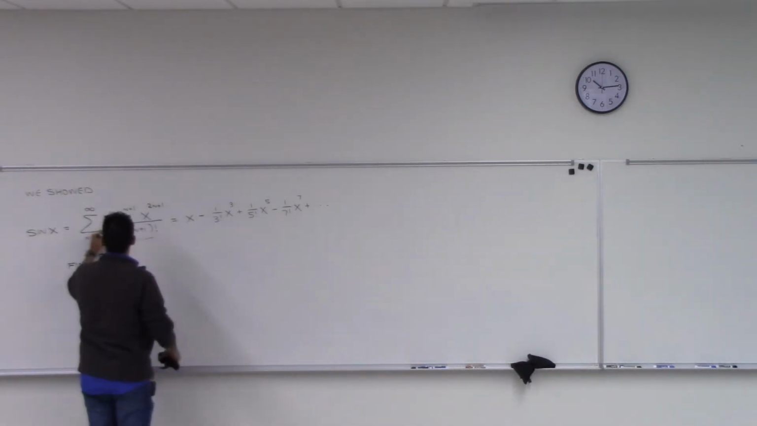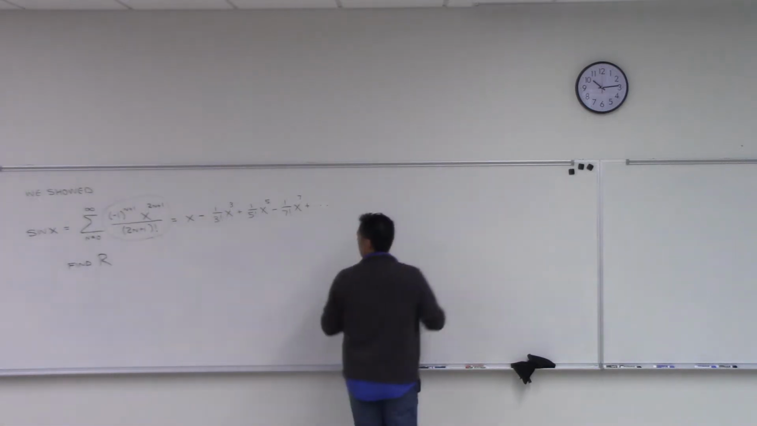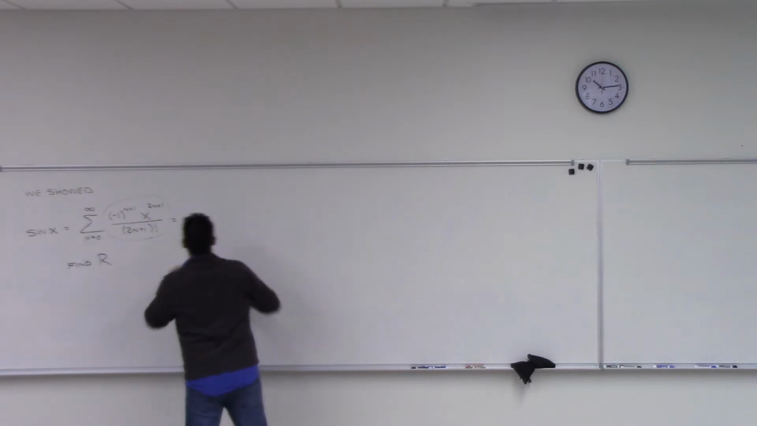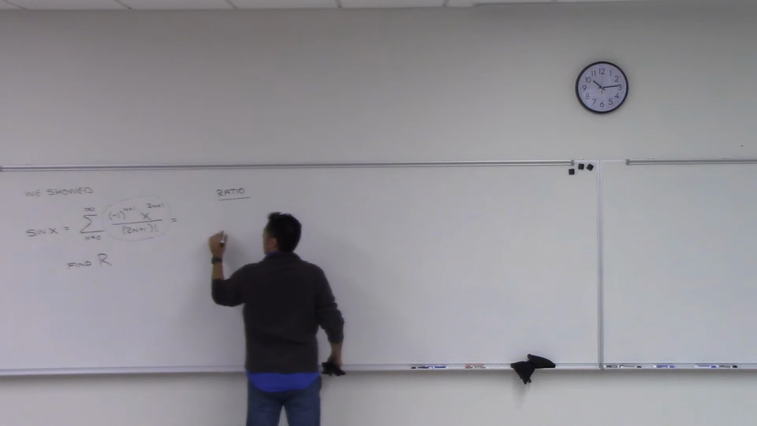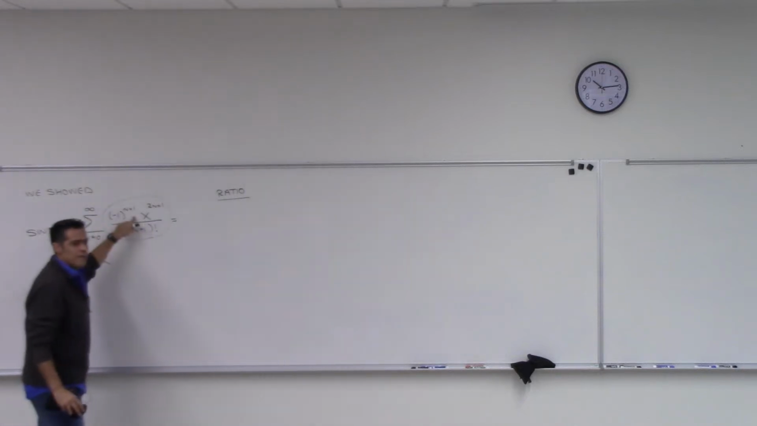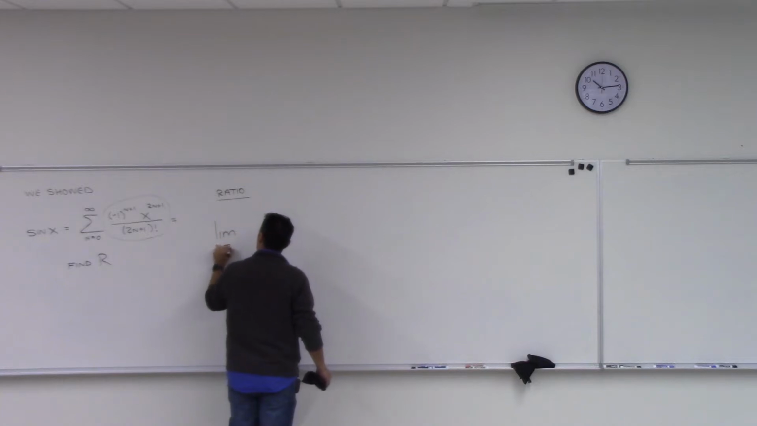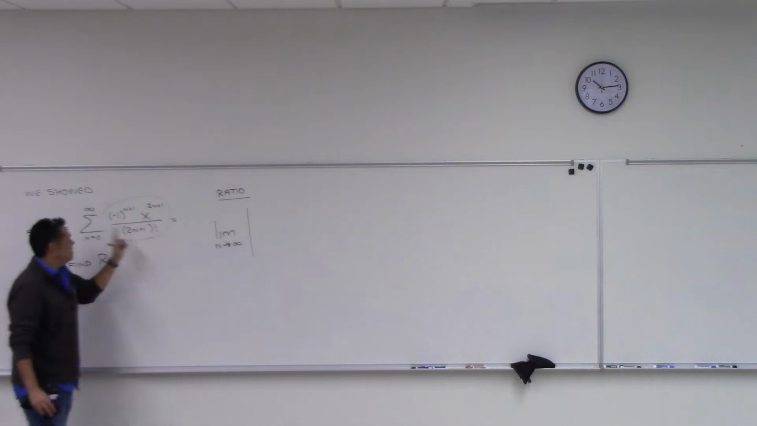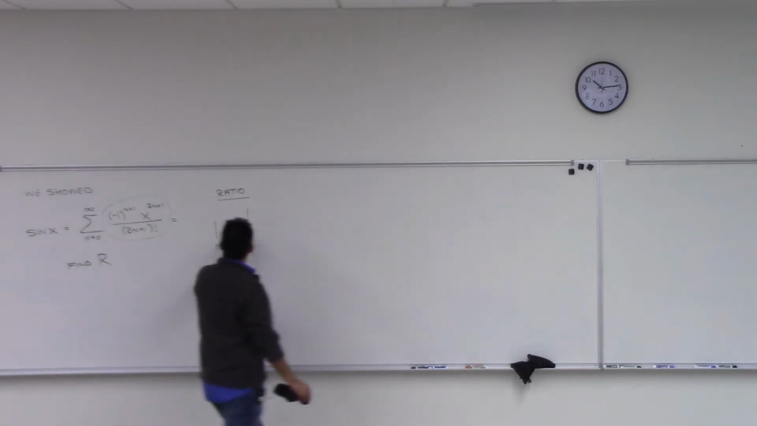We're going to run the ratio test on this series right here. Let me erase this part and use this part of the board. I'm going to move kind of fast here. I'm going to take the limit as n goes to infinity of the absolute value. What I'm going to do is take this and plug n plus 1 in everywhere I see an n. Let me try that first.